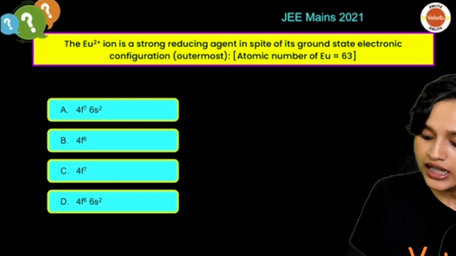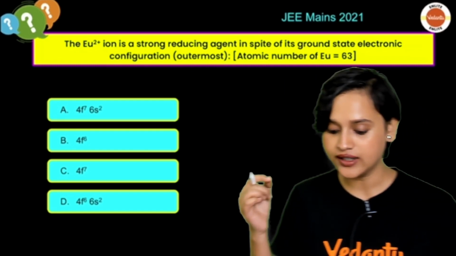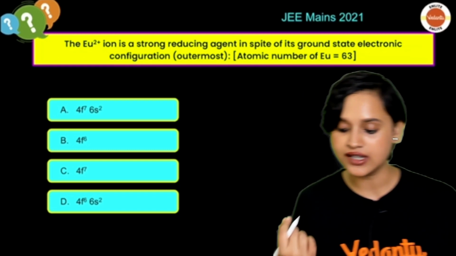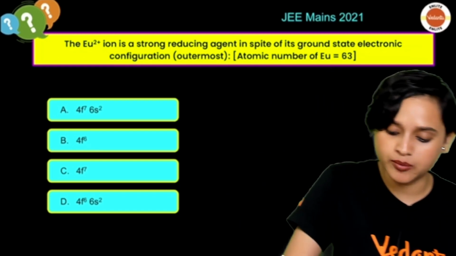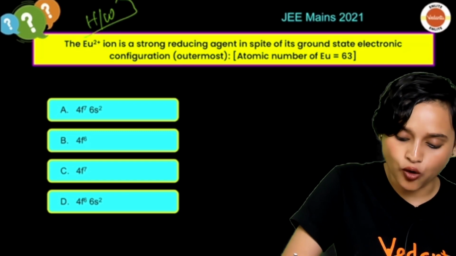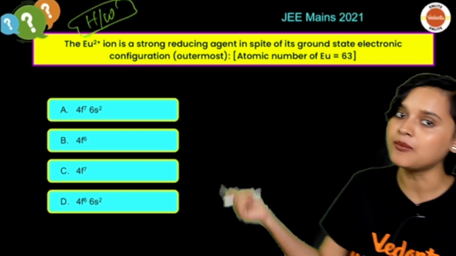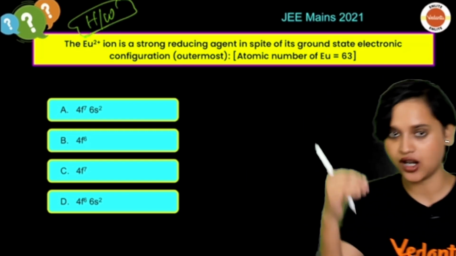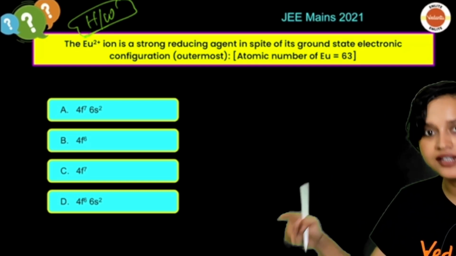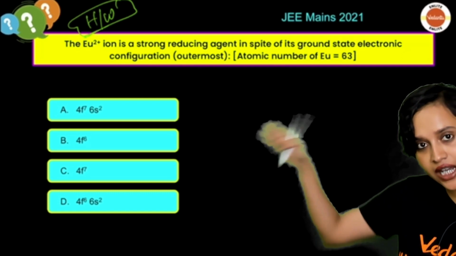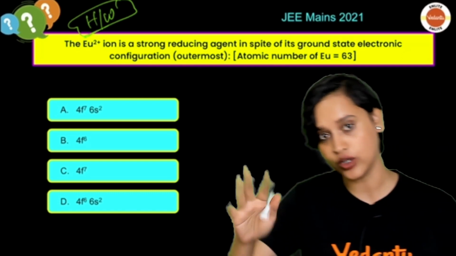Next question. The Eu2 plus ion is a strong reducing agent in spite of its ground state electronic configuration. Okay, this we are talking about lanthanoid. So I'm going to give this to you as homework, or what we can do is we can come and revisit this question later once we are done with the F block. Since I have not taught you F block yet, I can do the answer, but you will be confused. So we will either revisit or I'm giving it to you as a homework. Okay, we will see what we can do.